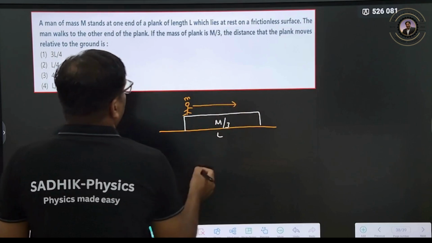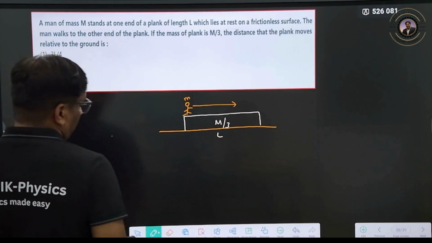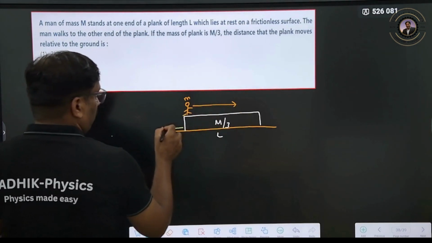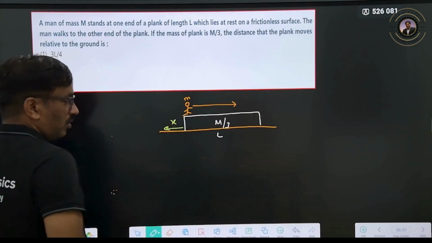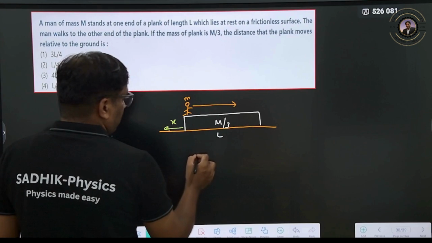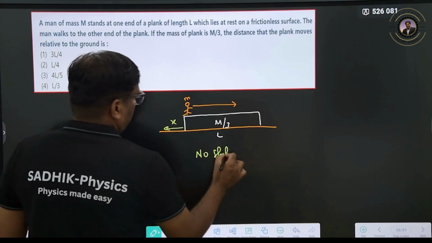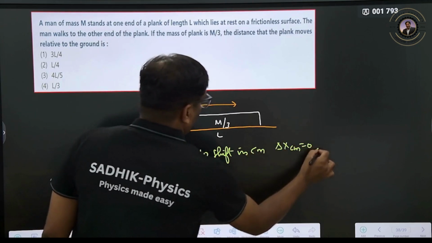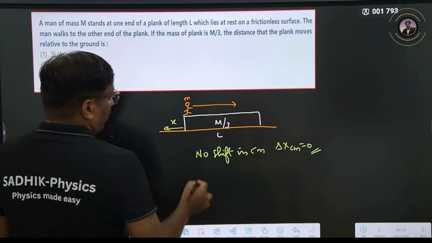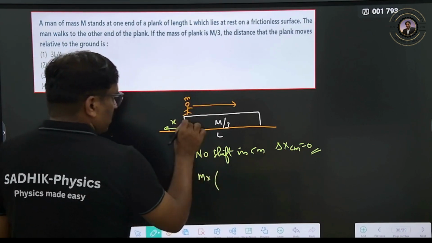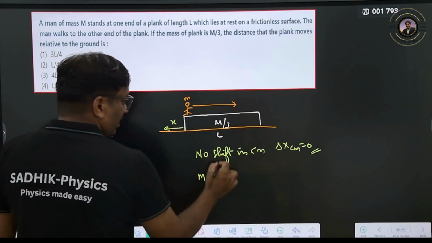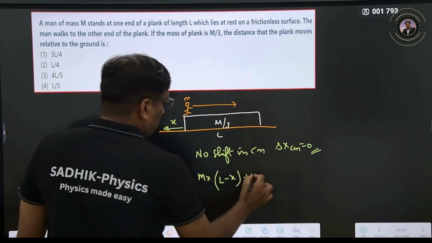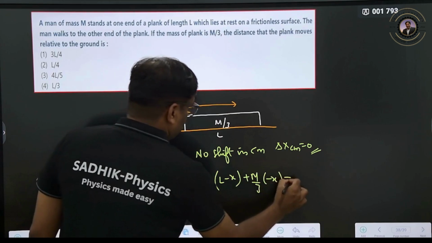If he moves, how much will the plank move relative to the ground? When the person moves, the plank will move some distance x. What will be the shift in the center of mass? No shift, that means delta xcm is equal to 0. So, m into the distance he moves, which is not L but L minus x, plus m by 3 into x, is equal to 0.